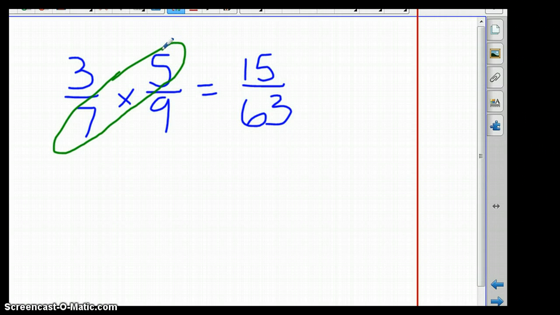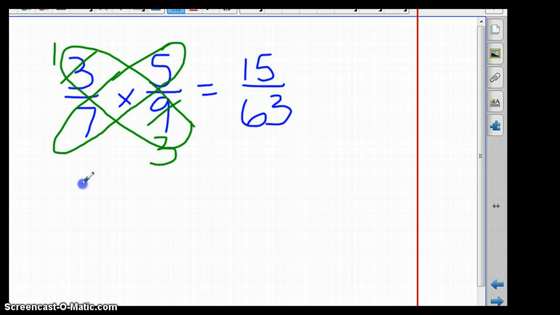So 5 and 7, do they share a factor? Well, no, they don't. So I can't do anything there. Now I'm going to look at these factors, this direction, and I ask myself, do 3 and 9 share a factor? Well, yes. 3 and 9 share a factor of 3. So 3 divided by 3 is 1, so I'm going to turn that 3 into a 1. And 9 divided by 3 is 3, so I'm going to turn that 9 into a 3.